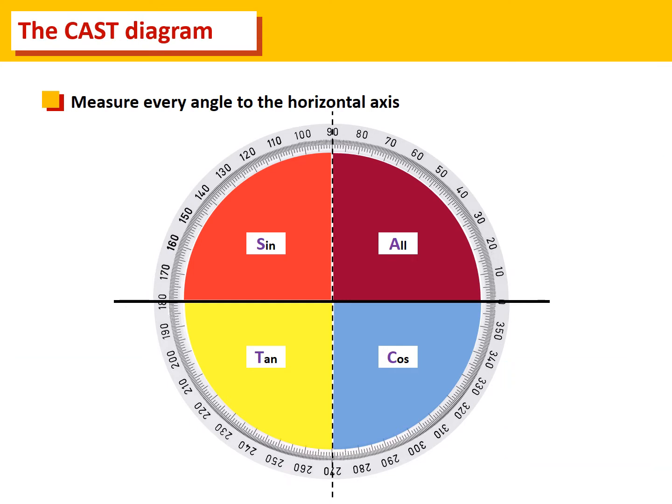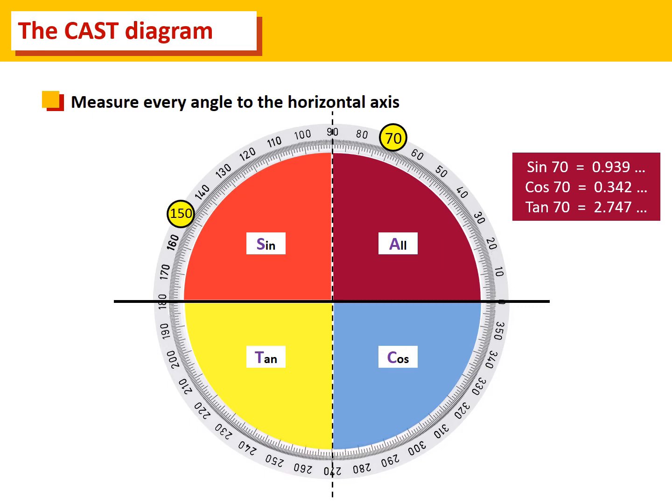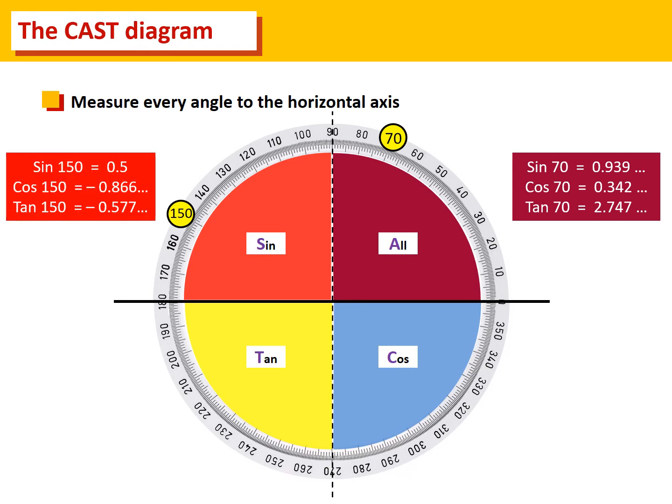So specifically, if we take examples, for example 70 degrees, which is in that first quadrant, we find the values of sine 70, cos 70 and tan 70 are all positive values. If we go into the second quadrant and just pick an angle, 150 degrees, we find that only the sine of 150 is positive and cosine and tangent of 150 are both negative.